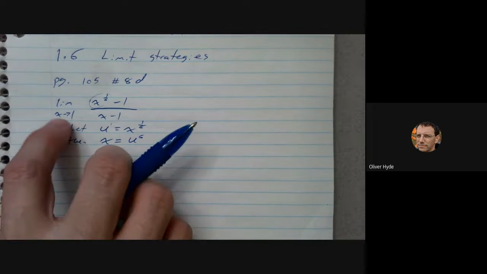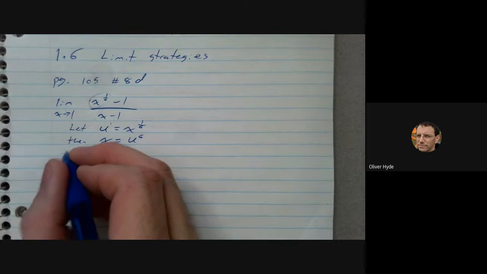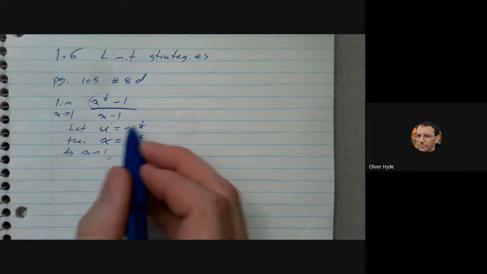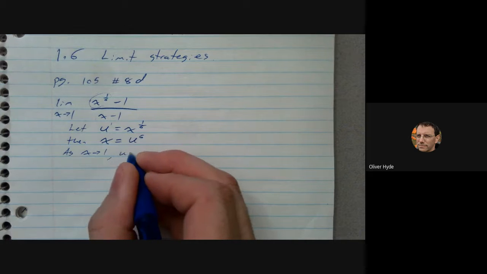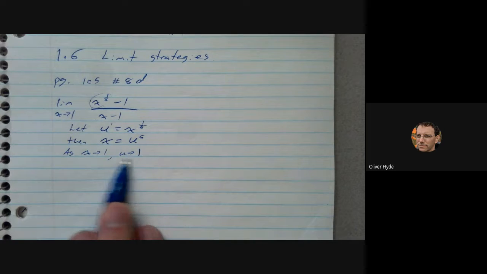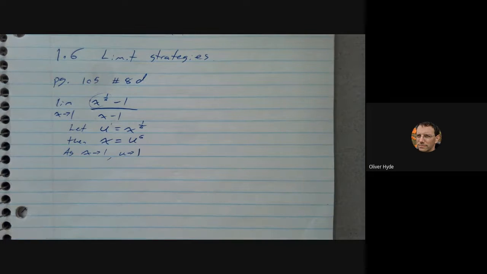The last thing we need to do is change our limit. This isn't the greatest example for that because as x approaches 1, u approaches 1. You're actually really evaluating another limit here. You're taking the limit as x approaches 1 of x to the exponent 1/6, which will tell you what the limit as x approaches 1 of u is, but we really just sort of think about it as changing behavior.